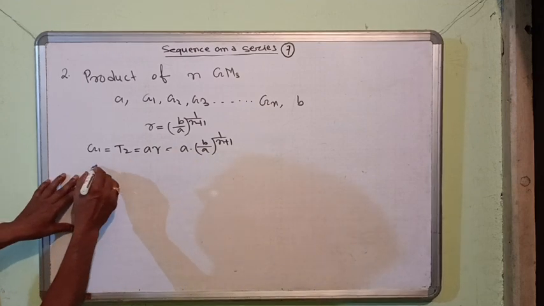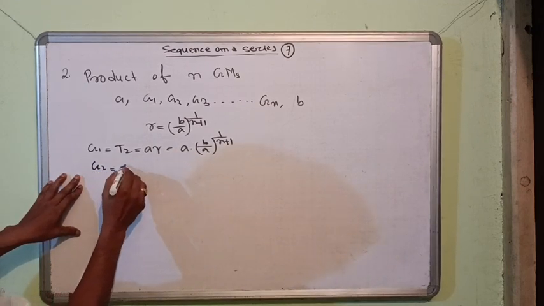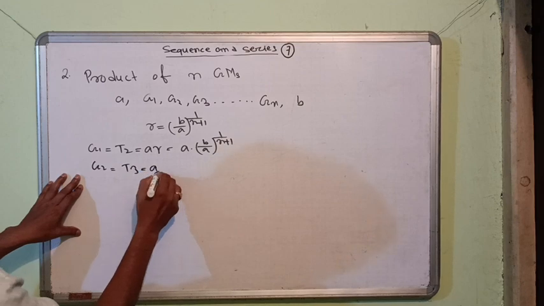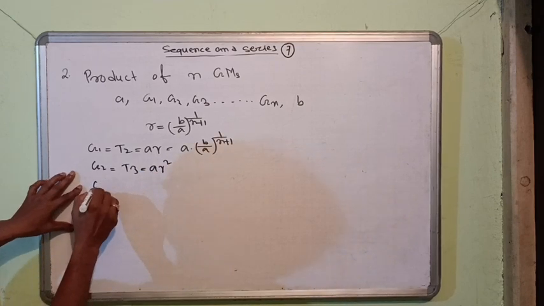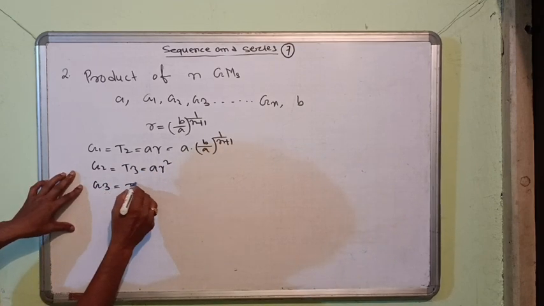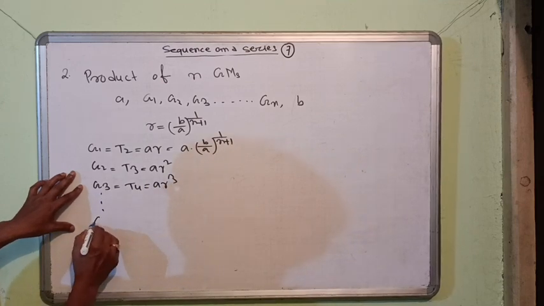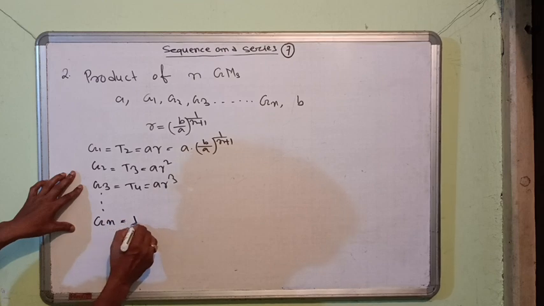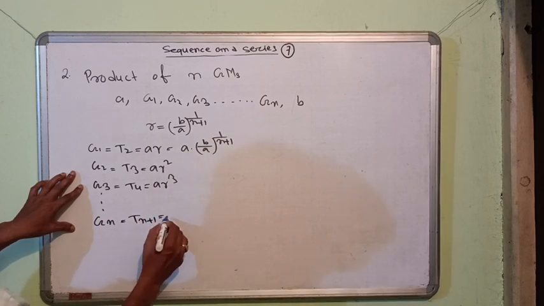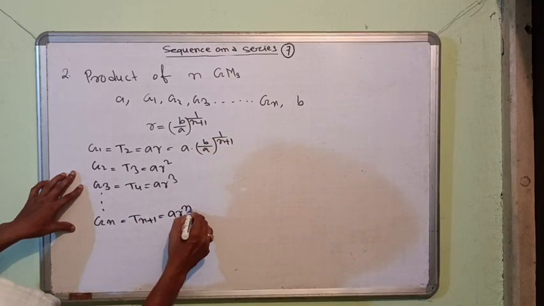G2 is equal to T3, which is A into R square. Similarly, G3 is equal to T4, which is AR cube. In this way, we get Gn equal to T(n+1), which is AR to the power n.